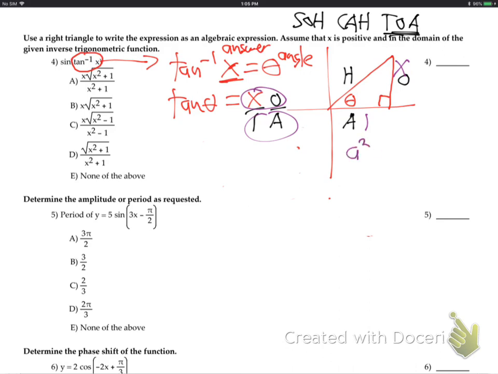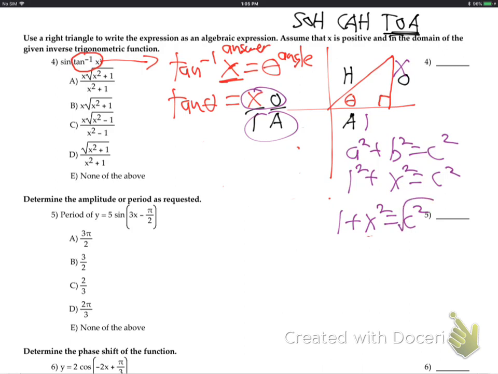So here we go. a squared plus b squared is c squared. That's 1 squared plus x squared is c squared. So that's 1 plus x squared is c squared. How do I find regular c?